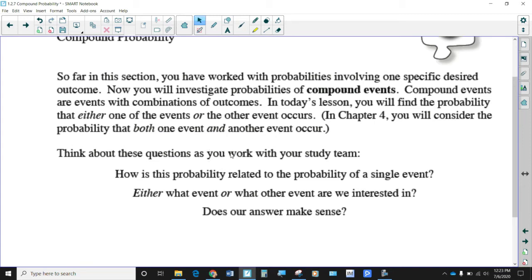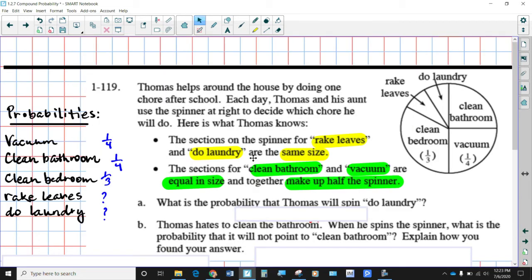Okay, so think about these questions as we work today. How is the probability related to the probability of a single event? Either what event or what other event are we interested in, and does our answer make sense? Okay, so let's start off.